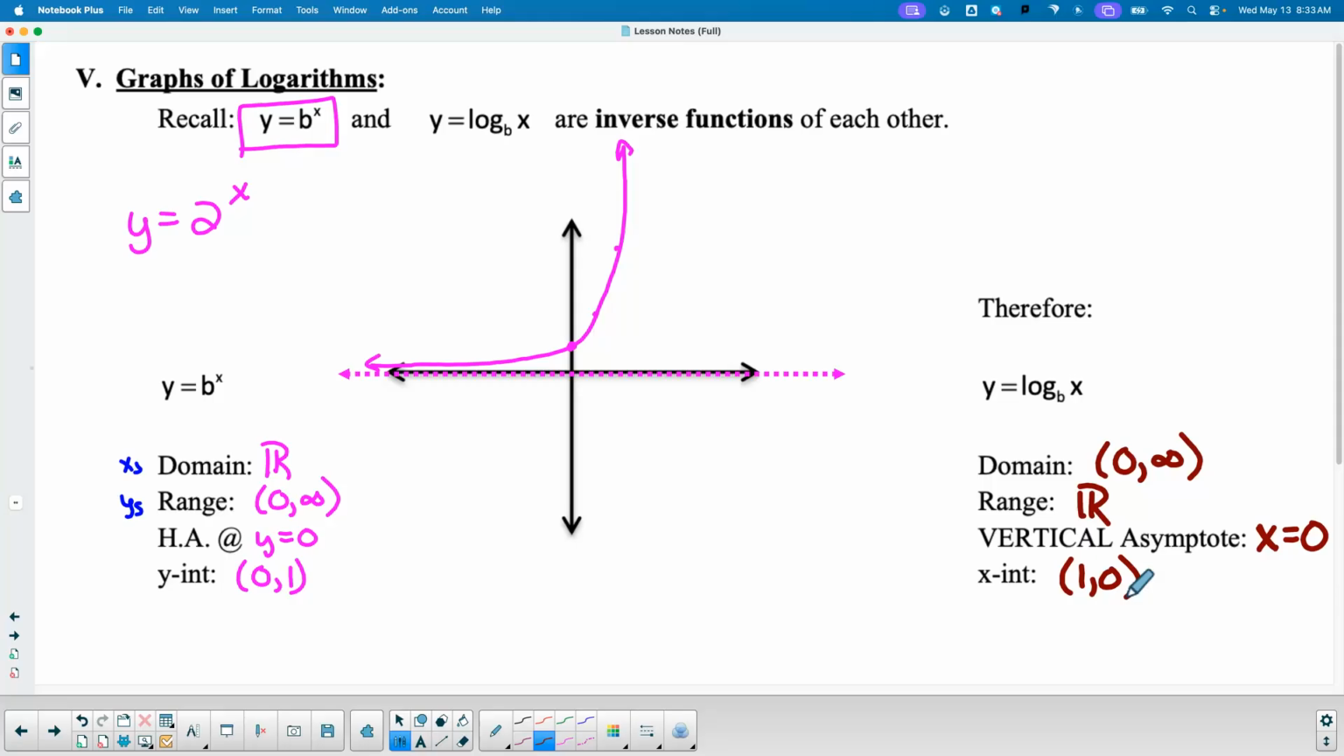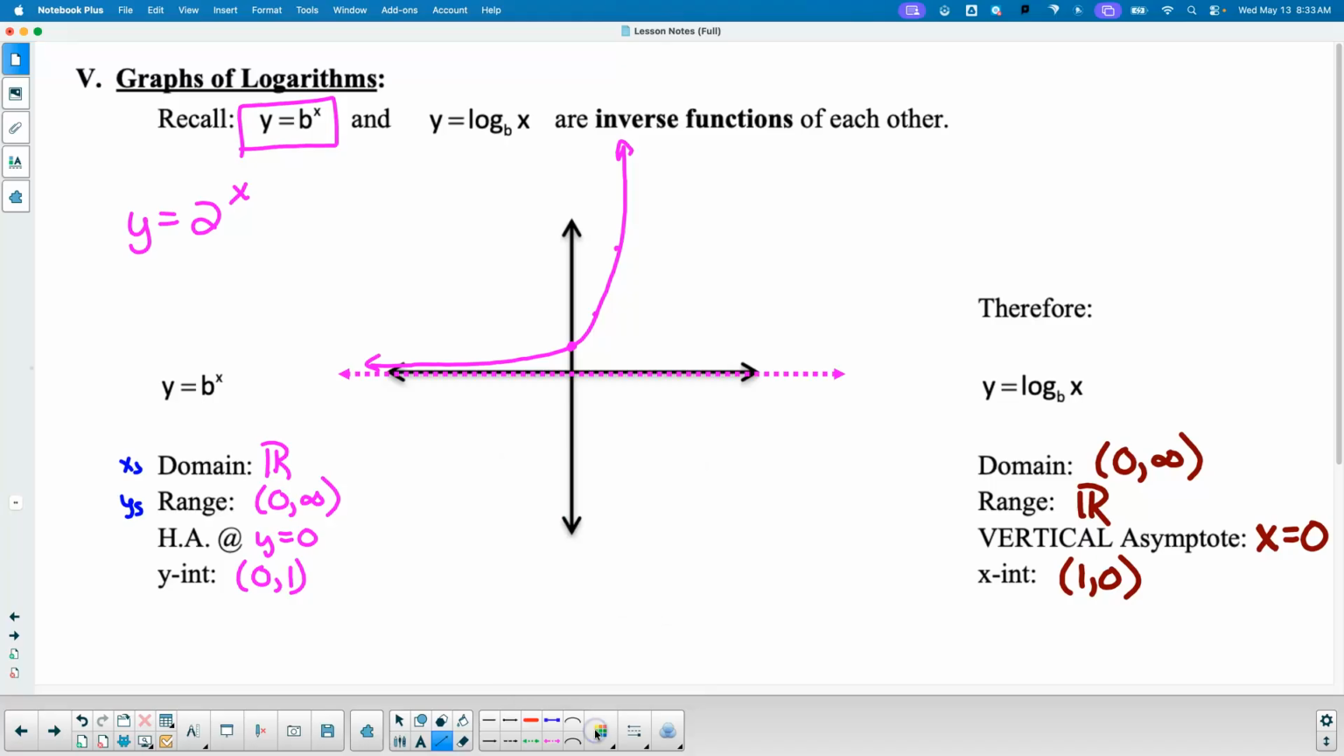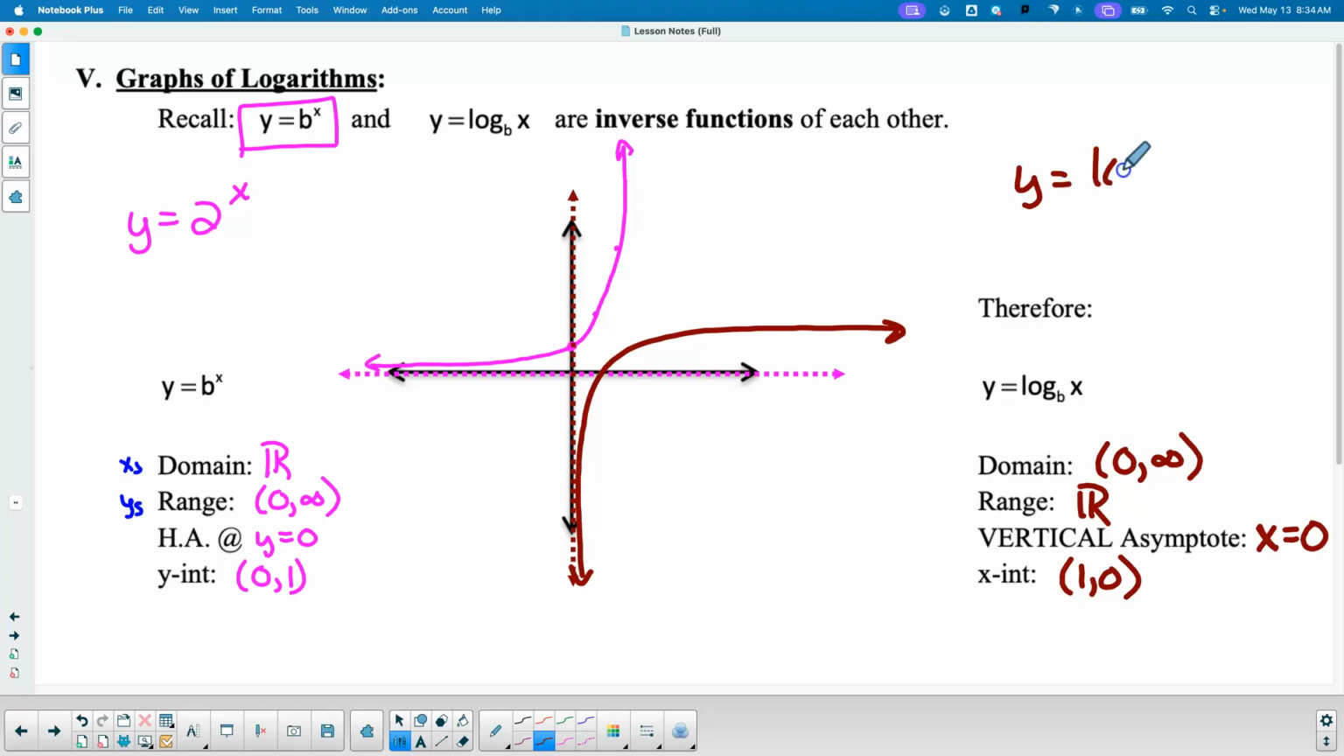So now instead, I'm going to have it there, and it's going to go like that. Because if you think about it, now this would be the function y equals log base 2 of x.